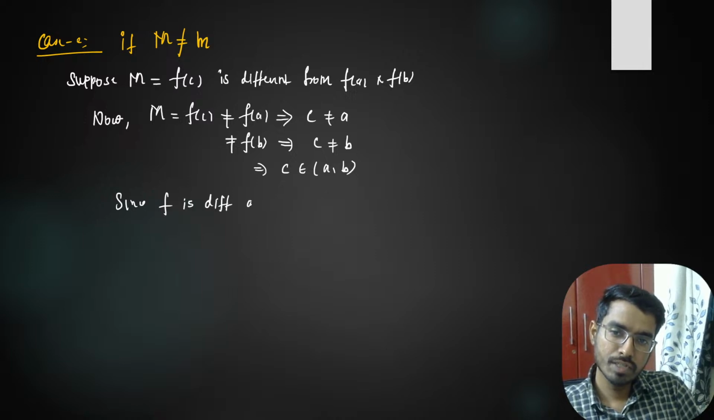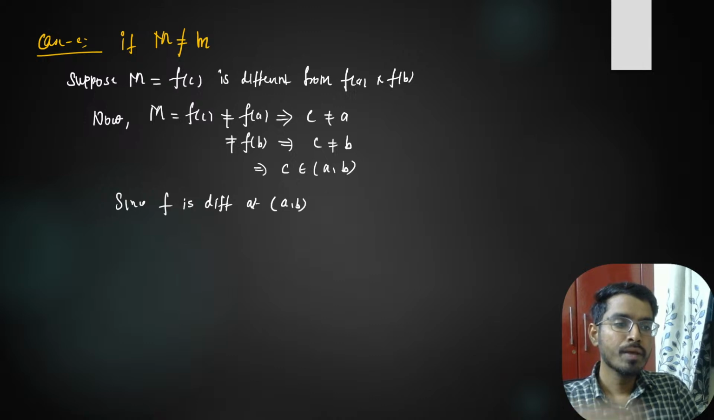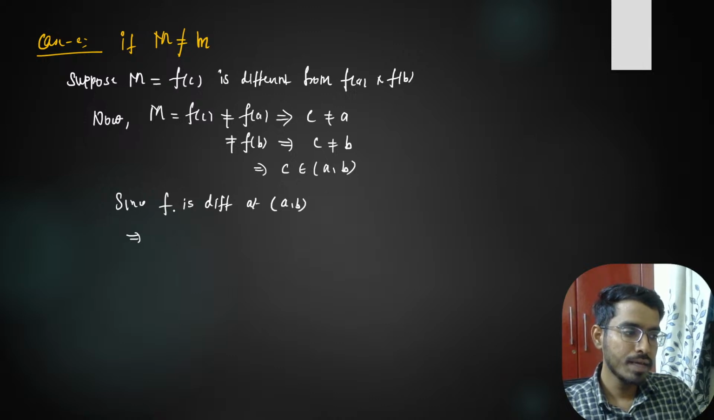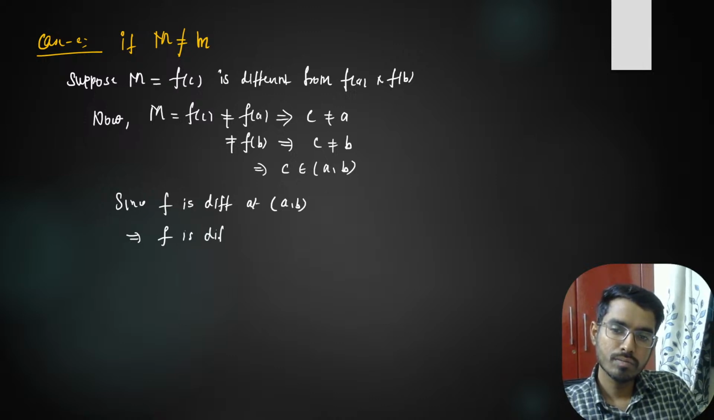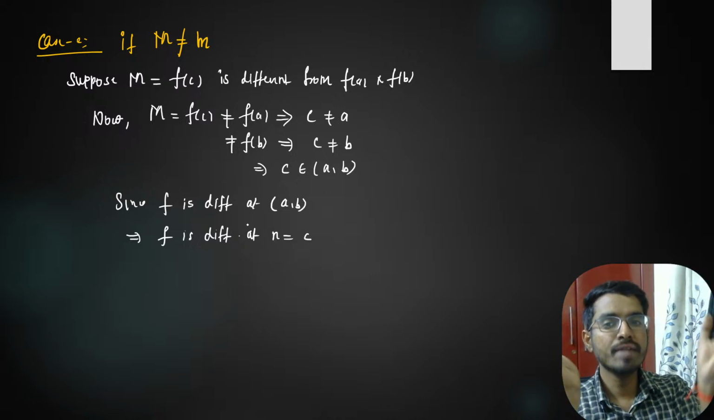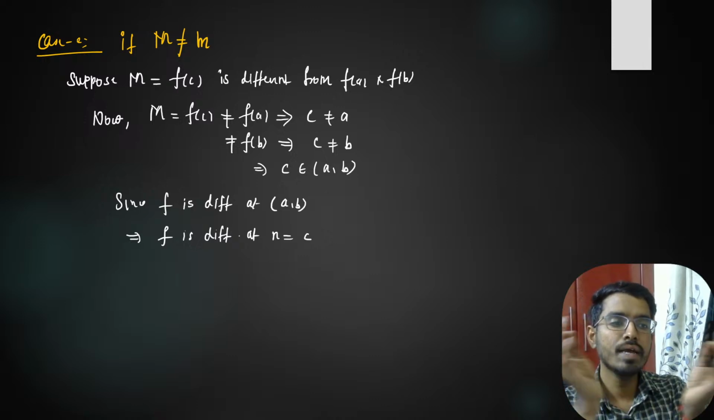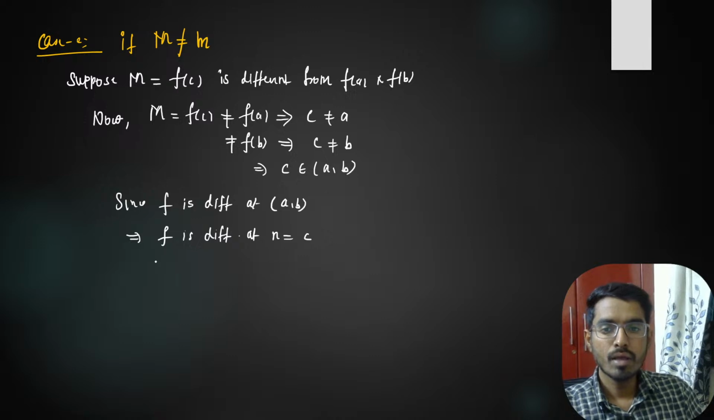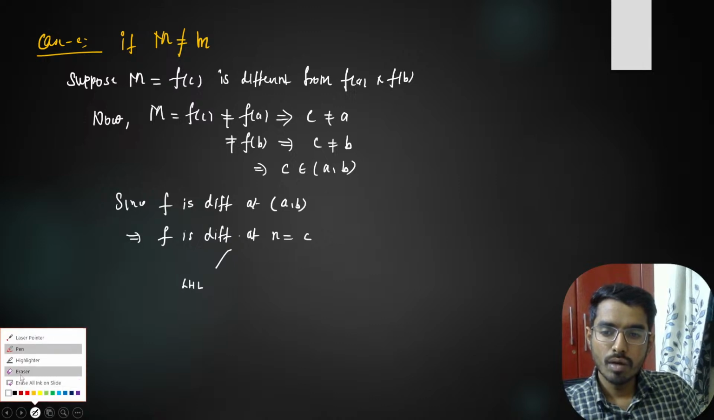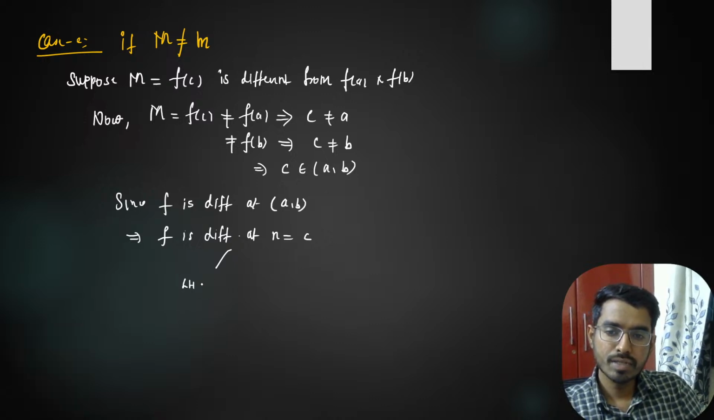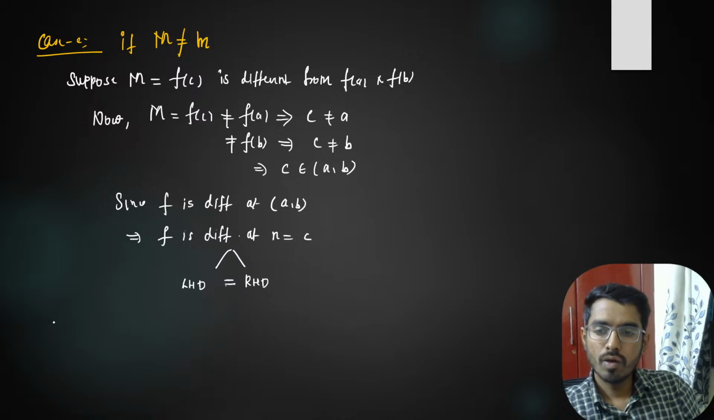since f is differentiable in the open interval A comma B and C is in the open interval A comma B, that means f is differentiable at x is equal to C. See, in the open interval A comma B itself, it is differentiable at each of its points. C is in the interval A comma B, that means it is differentiable at C. Now, since it is differentiable at C, the left hand derivative at C is the same as the right hand derivative. Yes or no? LHD is equal to RHD. Right? Okay.